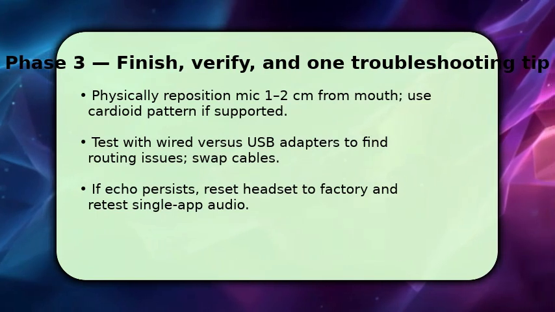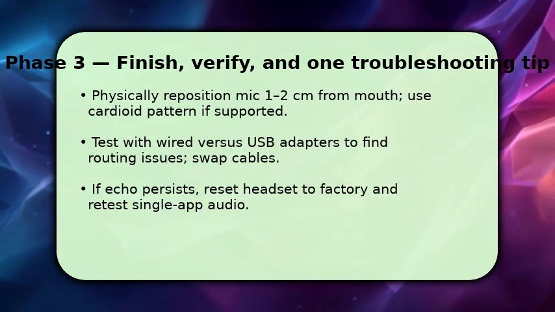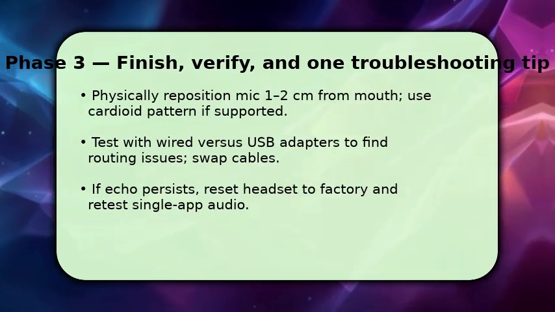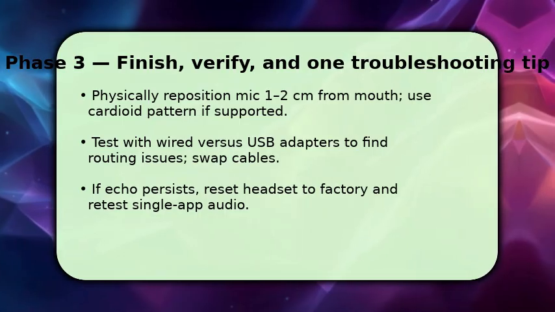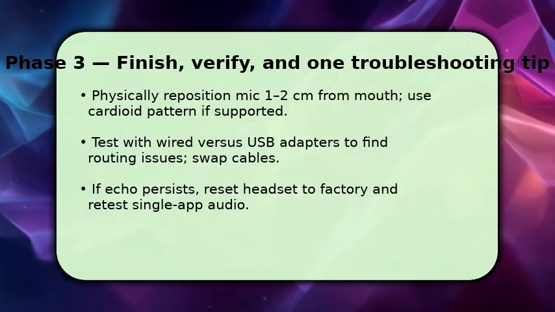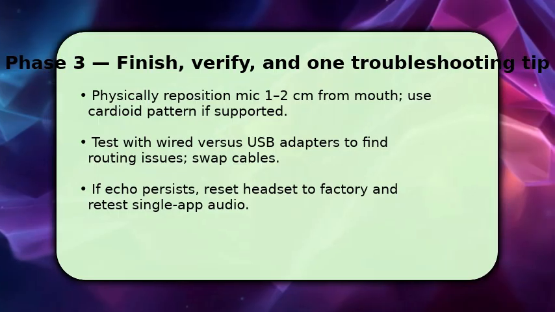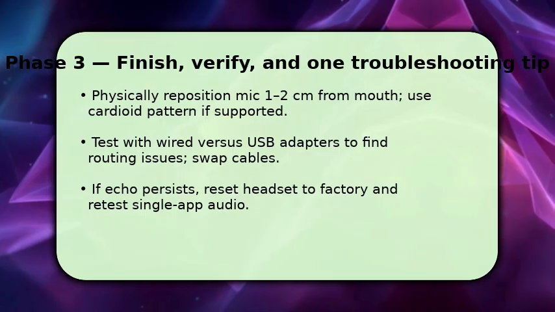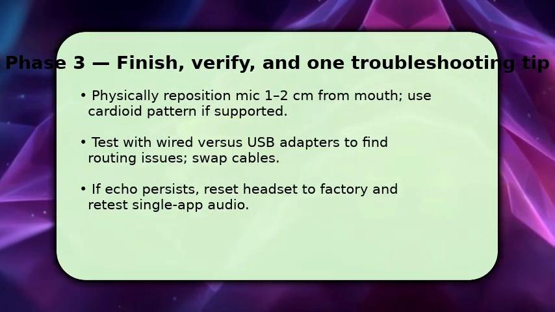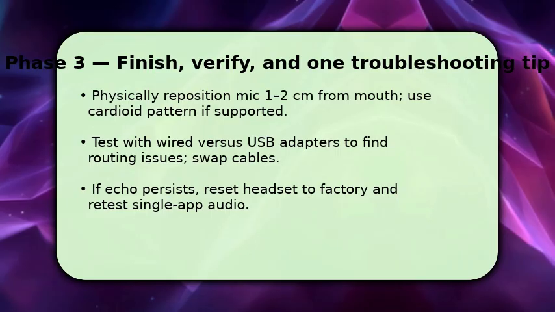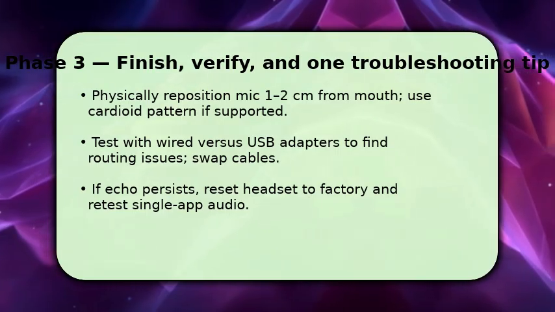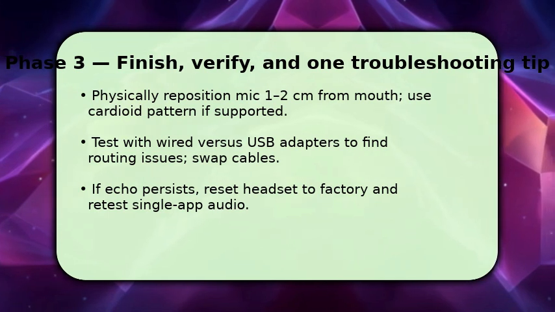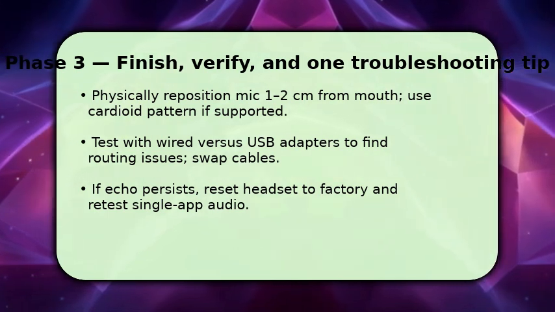Finish by calibrating physical placement and final settings. Move the mic 1 to 2 centimeters from your mouth and angle it away from speakers. This reduces feedback. Test with the original cable, then try a different adapter or USB interface to identify routing echoes. Once configured, run a single app call and listen for repeats. If echo still appears, reset the headset to factory defaults, reapply firmware, and retest. This often clears firmware-level audio loops. Troubleshooting tip: if nothing works, test on another device to confirm the headset is at fault.